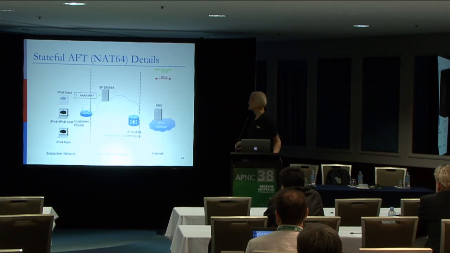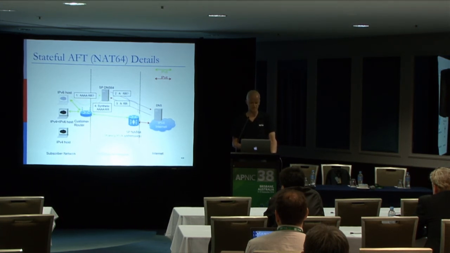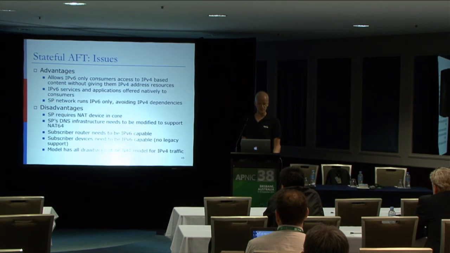We asked for a quad A record. If there isn't a v6 address, then the DNS resolver asks for a v4 record. It responds with a v4 address. The resolver fakes a v6 answer, a synthetic one. That then goes to the NAT box, which then strips off the fake header and uses a v4 access to the internet. Right, advantages. v6 only consumers to access v4-based content without giving v4 address resources. So this is what happens inside 464 XLAT as well.